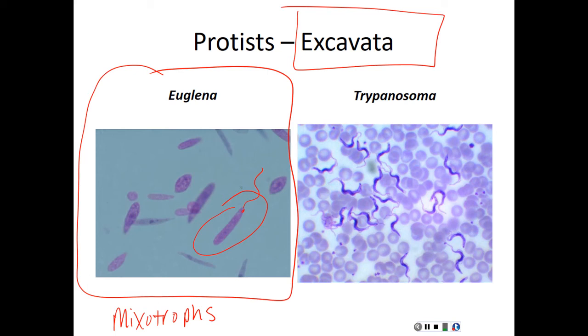Another member of the Excavata we looked at is this organism here, Trypanosoma. Trypanosoma is one of our parasite genera you need to know. Trypanosoma causes the disease sleeping sickness. What you're looking at here are red blood cells, and this is the protist Trypanosoma, supergroup Excavata.